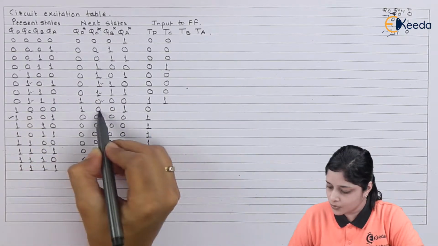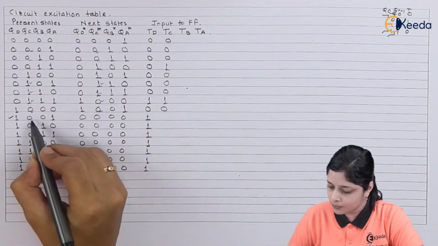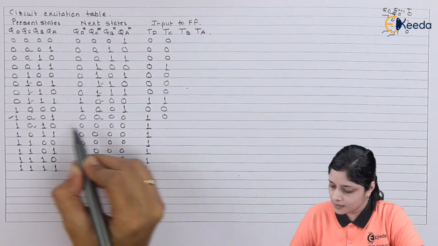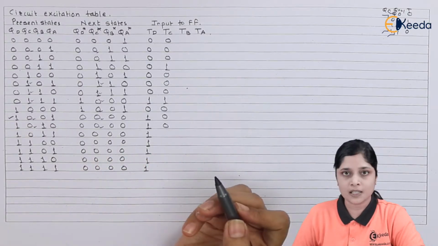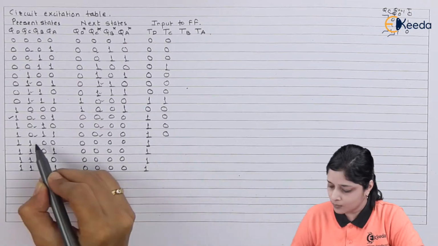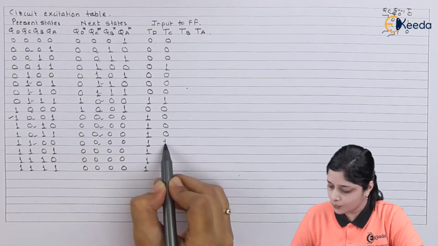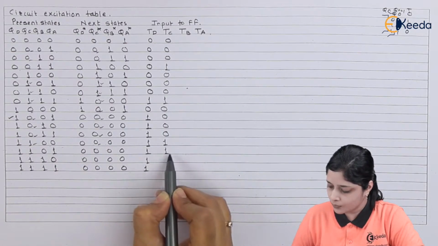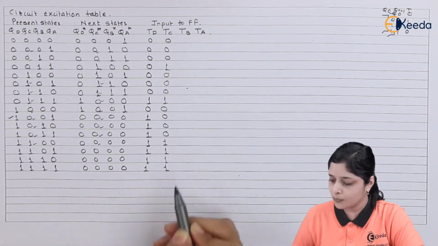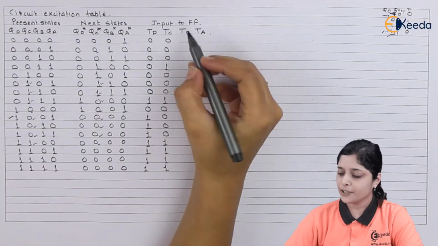Now for 0 0 we will write 0, again 0 0 we will write 0, 0 0 we will write 0. This is again 0. Now 1 0 1 1 0 1 1 0 1 and 1 0 again 1. Now we will write for TB.